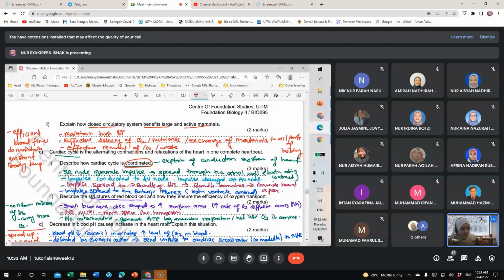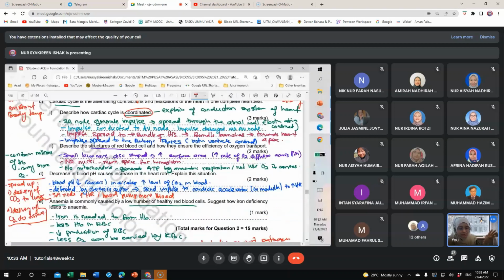Kan? So more surface area, more oxygen diffuse into the blood. Okay, increase the rate of oxygen diffuse into the red blood cells across the plasma membrane of the red blood cells. And then the red blood cell will not have any nuclei. Tak ada nucleus. So this increases more space for the presence of more hemoglobin.